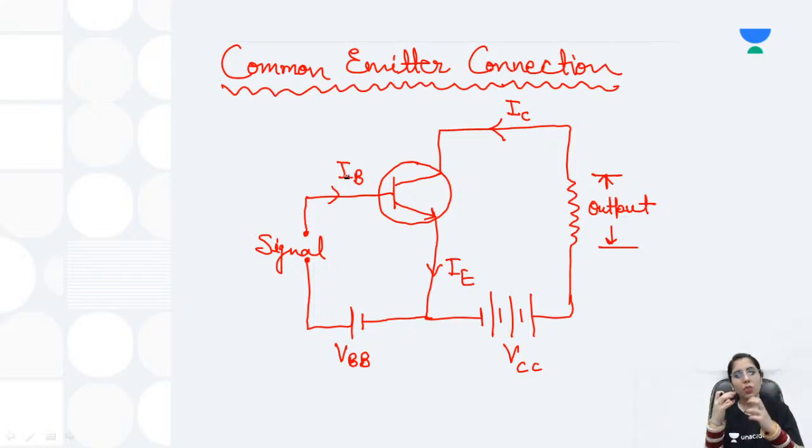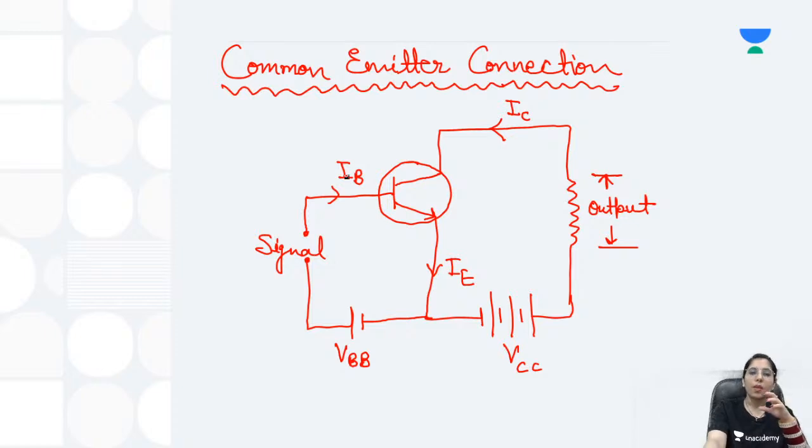In common base we represent the current amplification factor with alpha. It's not necessary that you will always be represented with the same notation. You can even have a different notation given to you for that. Other than that, in case of common emitter you are going to take it as beta, and in case of common collector we take it as gamma.